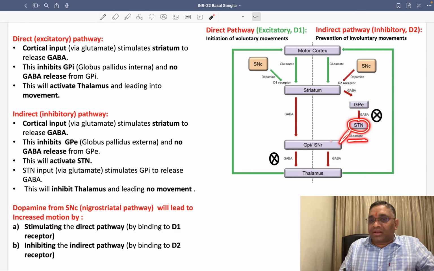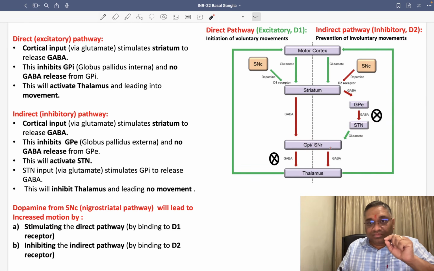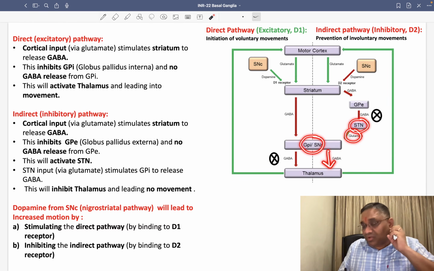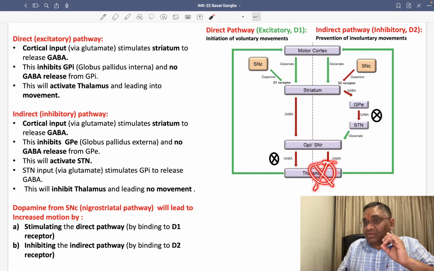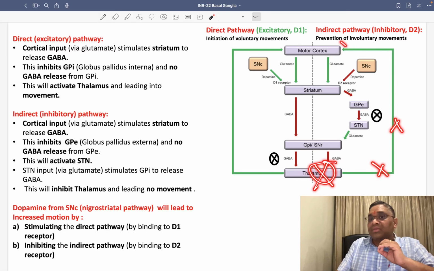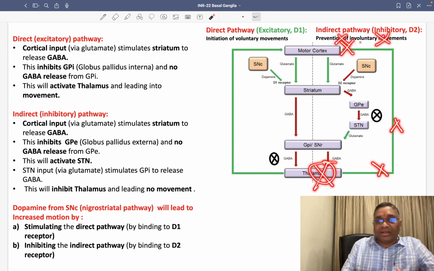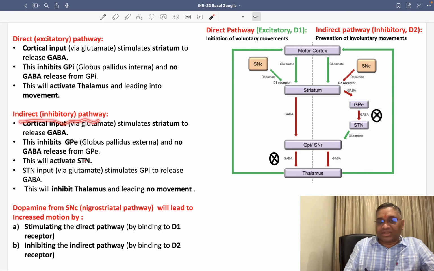Glutamate will be activating the GPi, and now listen to me very carefully. The subthalamic nucleus's excitatory glutamate will activate the GPi, and this activated GPi will release the GABA, right? That is why it is the indirect pathway. So if they are releasing the GABA, GABA will inhibit the thalamus. If the thalamus is inhibited, this pathway will not go, and there will be no movement. So prevention of the movement will be there. That is what the indirect pathway says.